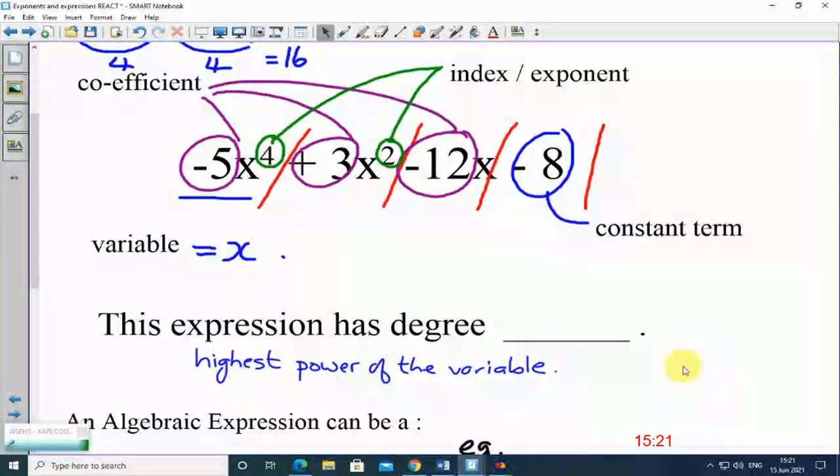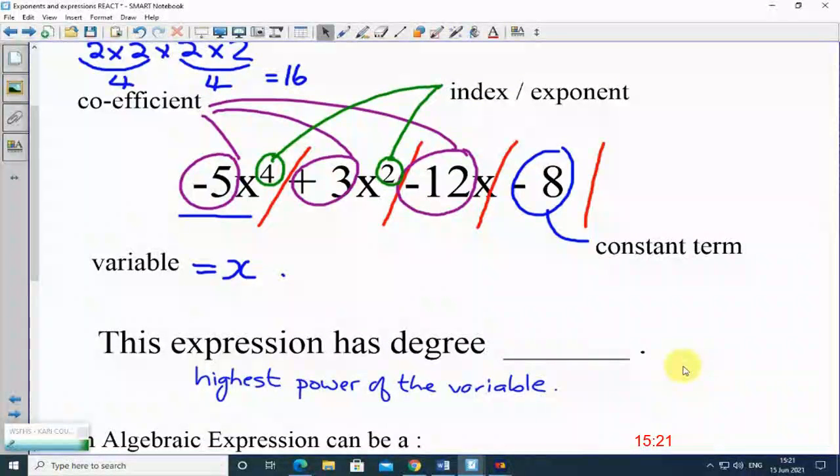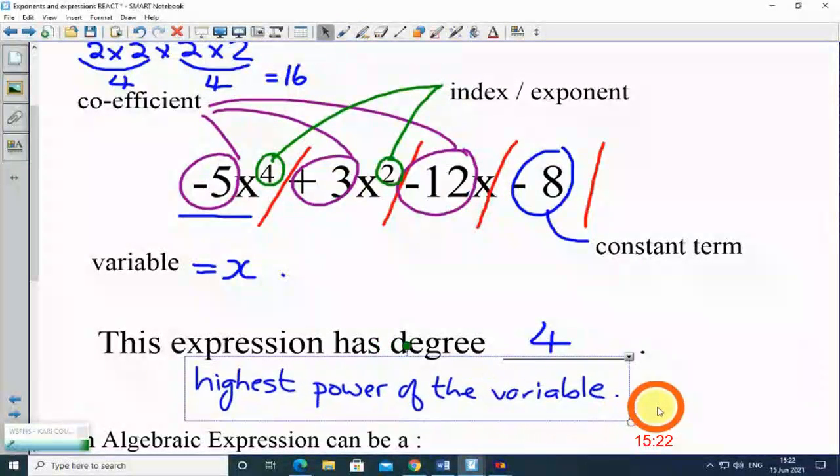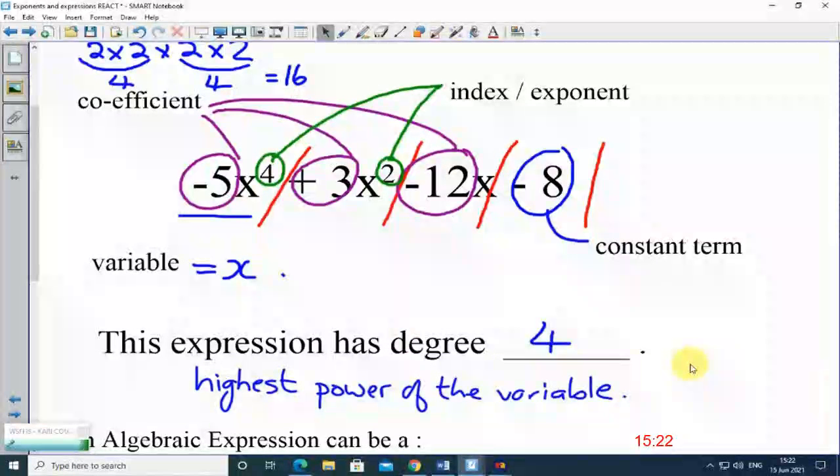Okay, so this expression that we've just put up there has degree what? We just say it has degree 4. It is a 4th degree expression. So that's another word we need to know, the word degree. If you're managing to keep up and write things down, the word degree, we just write down the number that is the highest power of the variable, if we ask for the degree of the expression.